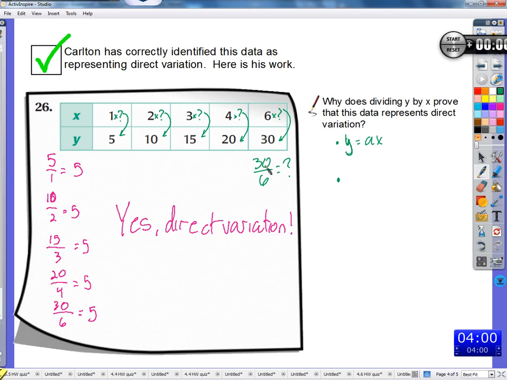So because we know that we're taking x and we're trying to multiply it by something, by a, to get y, then dividing y by x would give us a. If we divide both sides by x here, cancel out that x, y over x is a if we solve that equation for a. So if we take y divided by x, that should tell us what that constant is, that constant of variation.